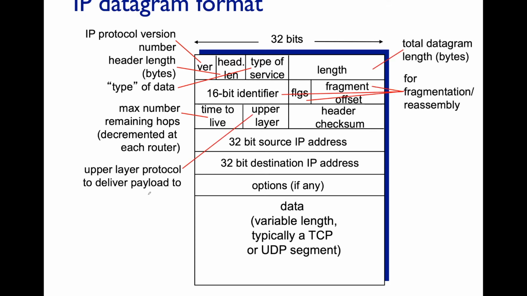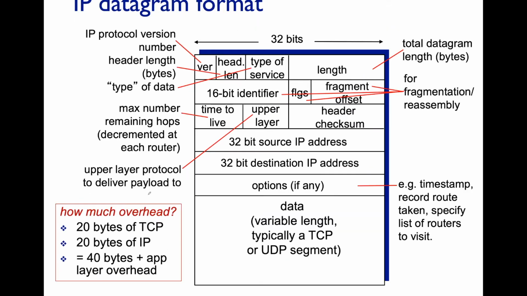And so these are all the different fields. If we look at the number of bytes, the space taken by these header types, you have 20 bytes of TCP header. That's the header information, not the MSS, the payload. And you also have 20 bytes of IP header information. So in total, you have 40 bytes of header information plus the application layer overhead, those pieces of information that are meaningful to the application layer.